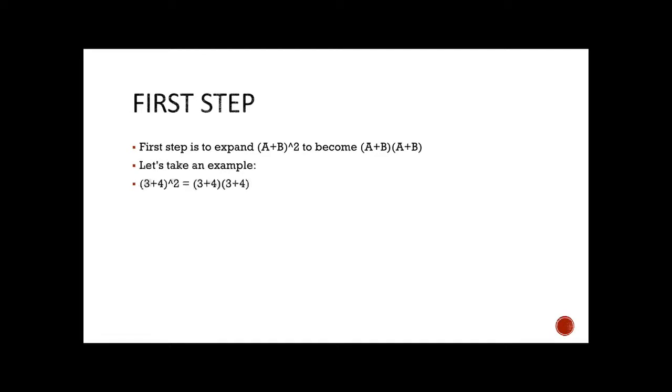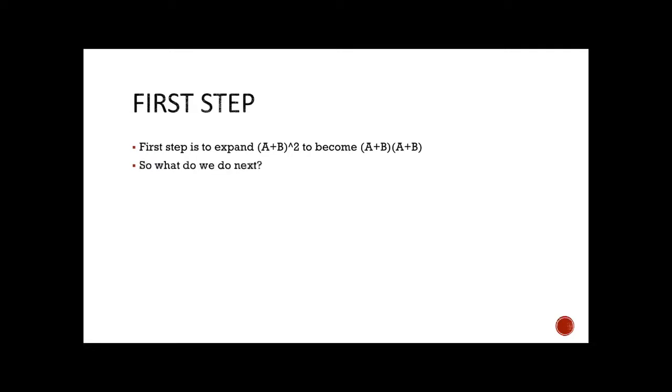Okay, so let's take an example. 3 plus 4, everything squared, is equal to 3 plus 4 times 3 plus 4. Think of it: 3 plus 4, everything squared, is equal to 7 squared, right? And that is equal to 7 times 7. This is how you should be thinking of it. So let's move on to the next slide.